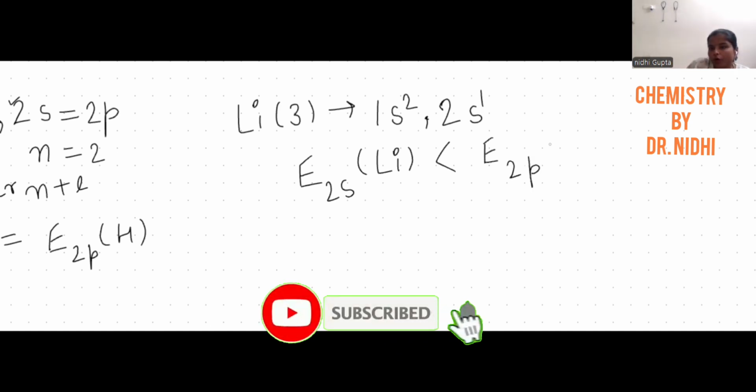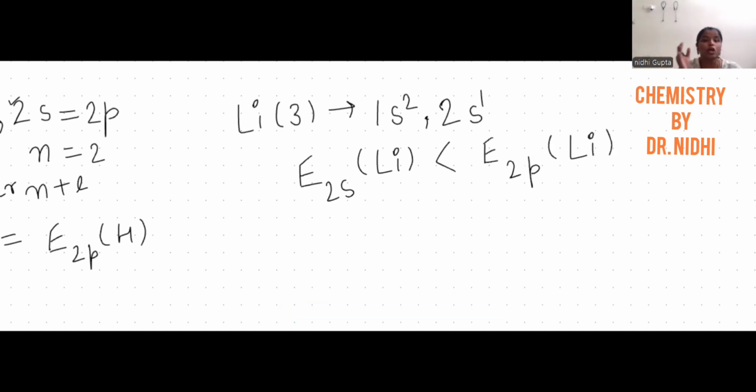So it means E2p of Li will have higher energy compared to the E2s of Li. Why? Because here one electron is going into the 2s subshell, which will decrease the energy of the 2s subshell. Whenever an electron is going into a subshell and we are comparing its energy with another subshell which is empty, then obviously the subshell containing the electron will have lower energy than the subshell which doesn't have an electron. So this is the case for the lithium atom.